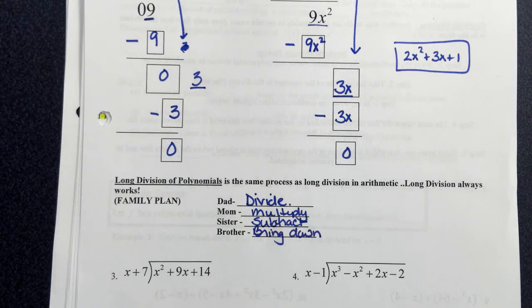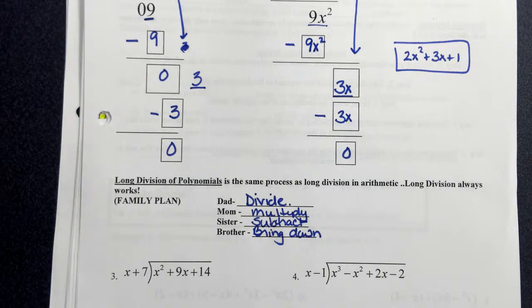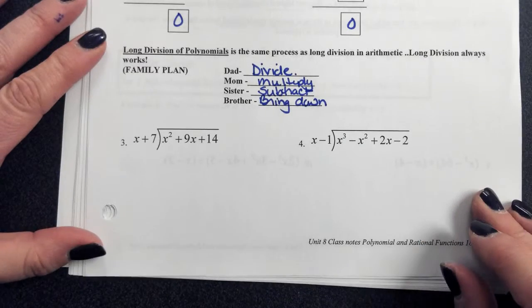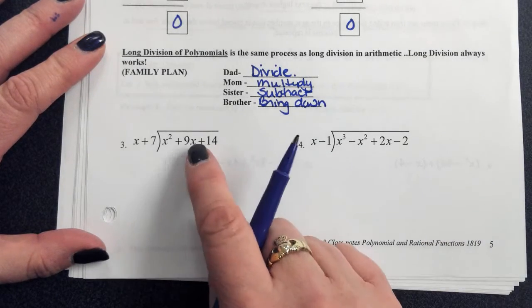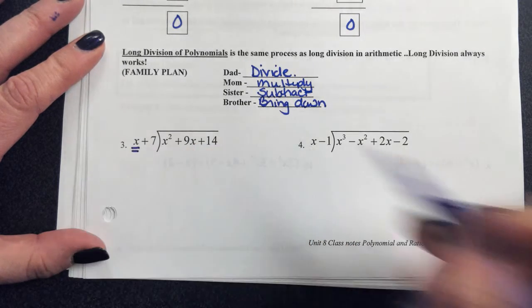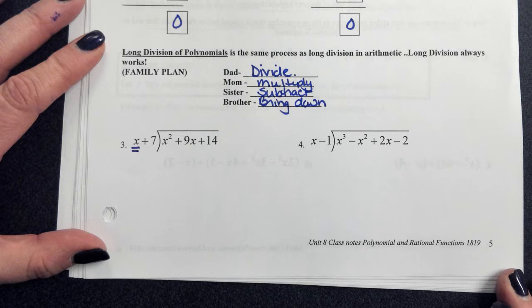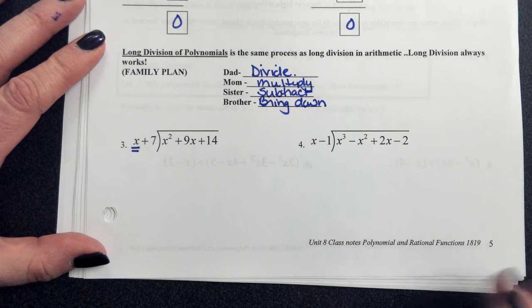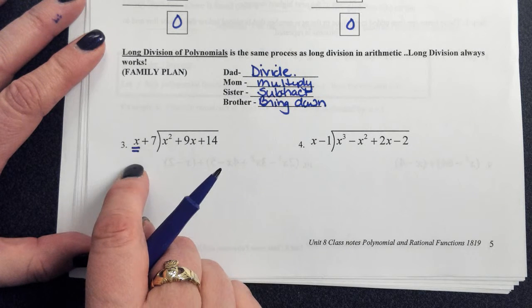So remember, the order of your steps is you divide, you multiply, you subtract, you bring down, and then you repeat the process again. All right? So let's take a look at x plus 7 and divide into x squared plus 9x plus 14. Remember, you always work with the very first term. Don't worry about the plus 7 when you divide. Always just work with the first term.